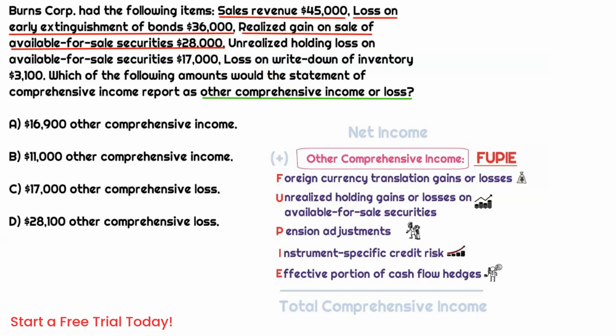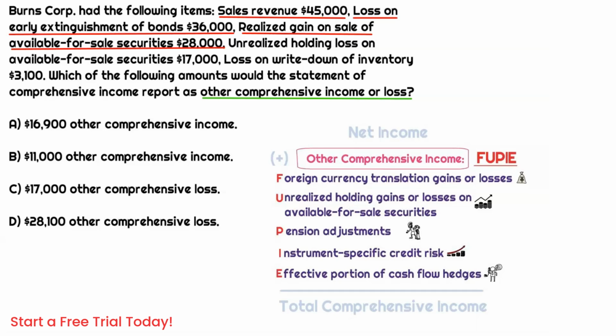Realized gain on the sale of available for sale securities, $28,000. Why is that going to be excluded? Well, you might be thinking available for sale securities, and that is the right thought, but it's only unrealized gains from available for sale securities that would be included in OCI, not realized gains. Unrealized means maybe we haven't sold it yet. Okay, so it is still an unrealized gain purely from the fluctuation in value. Okay, so US GAAP is telling us that unrealized gain is what needs to be reported.